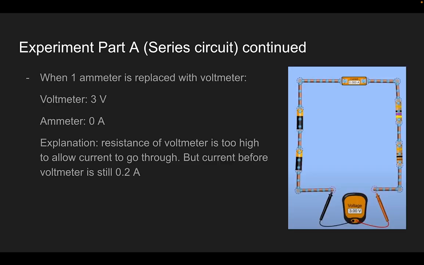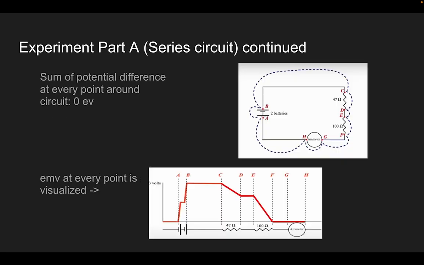When one ammeter was replaced with a voltmeter, the voltmeter had a potential difference of 3, and the ammeter was 0. This is because the resistance of the voltmeter is too high to allow the current to go through. But the current before the voltmeter is still 0.2 amps.